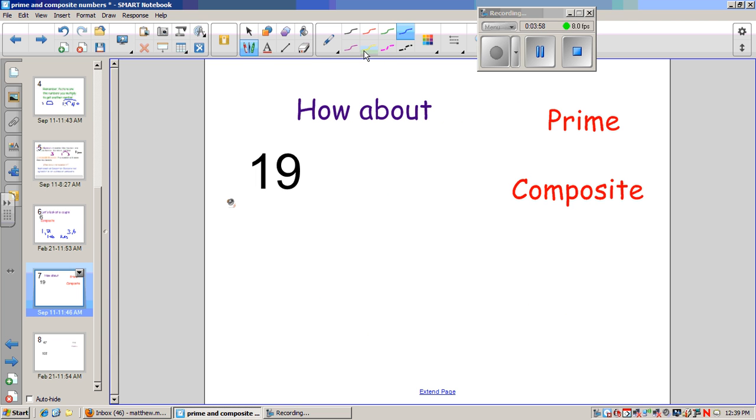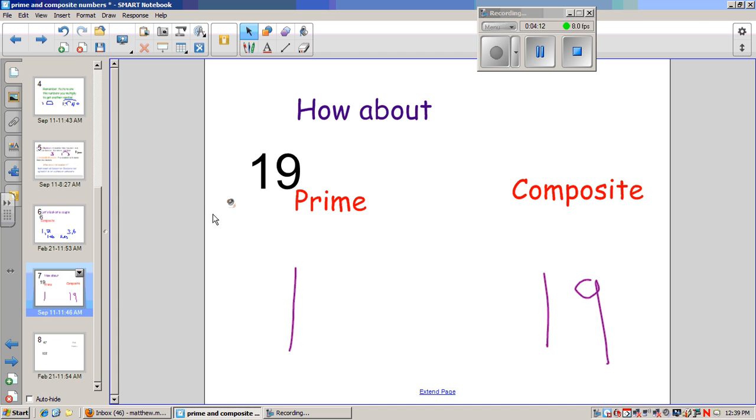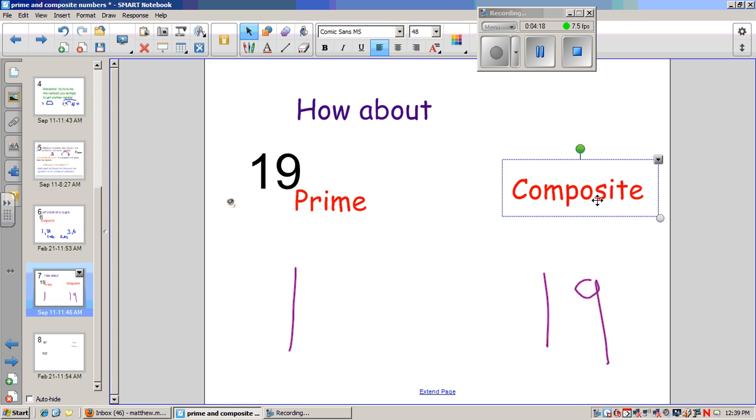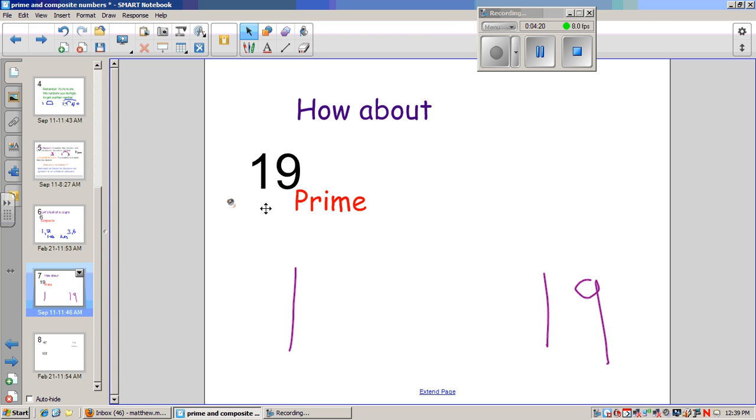All right, how about 19? What are the factors of 19? Well, we have 1, and we have 19. And there's nothing else we can do here, which means there are only 2 factors. 2 factors makes it a prime number. So that means 19 is a prime number.